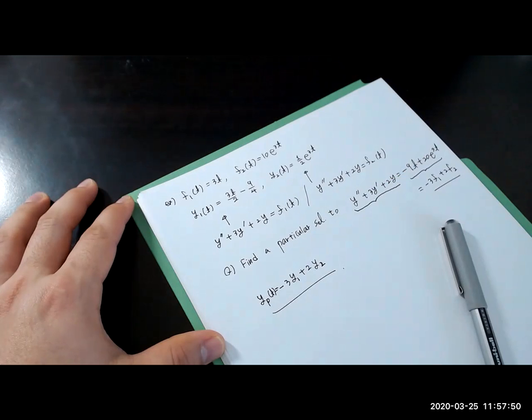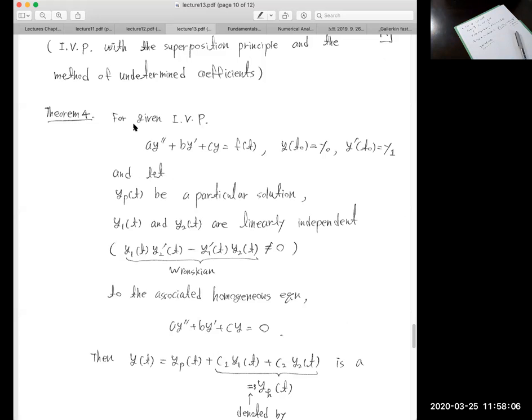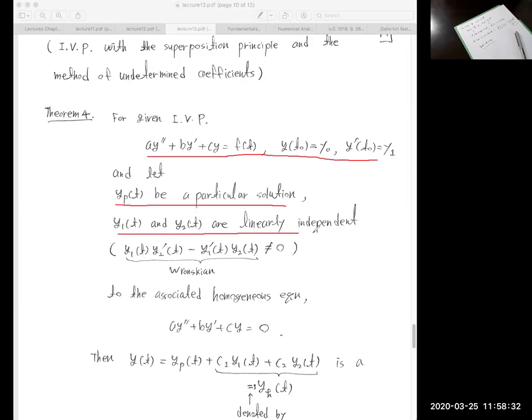The next one: an algebra problem with the superposition principle and the method of undetermined coefficients. So when applying the superposition principle to the algebra problem, as you can see, the given problem is right there. Let yp be a particular solution, and y1 and y2 linearly independent, which means that the Wronskian is not equal to 0. Now the associated homogeneous equation.